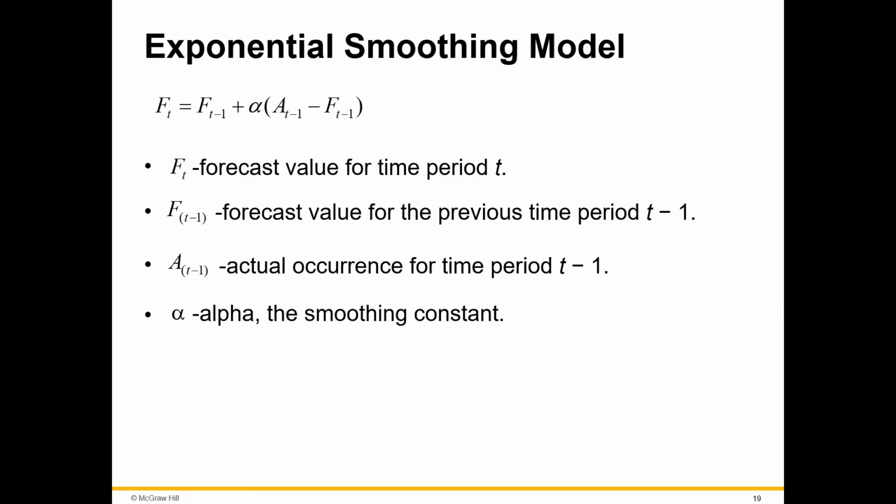Okay. And that alpha is the smoothing constant that we're going to use. So the higher alpha, the more important weight I'm putting on the error from the previous time period, and I'm adjusting the model based on that error. The lower alpha, the less I'm making an adjustment.